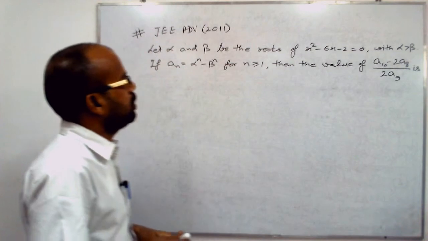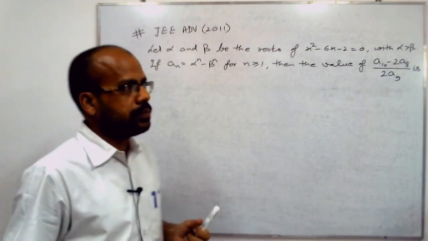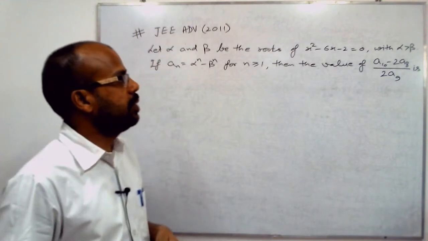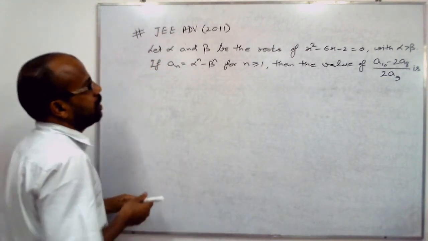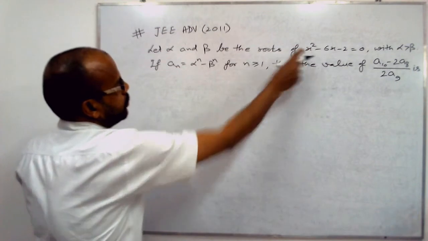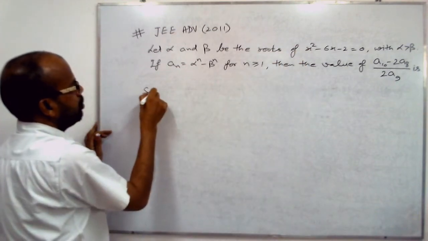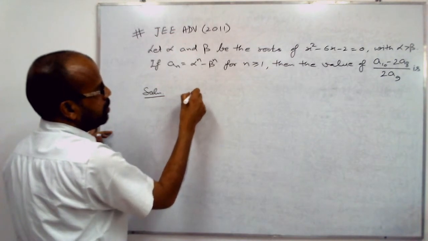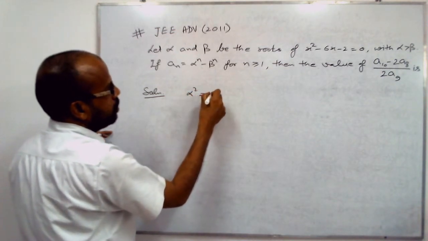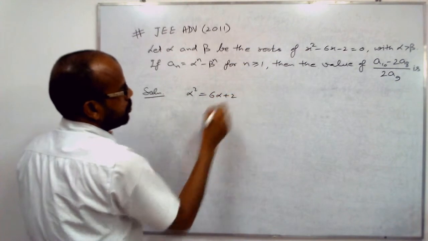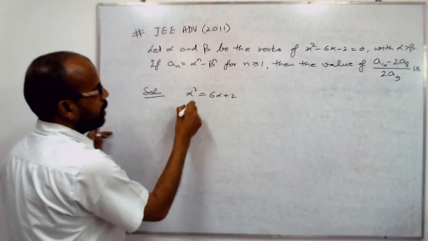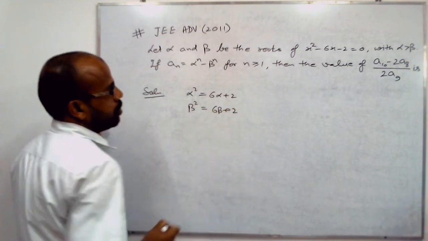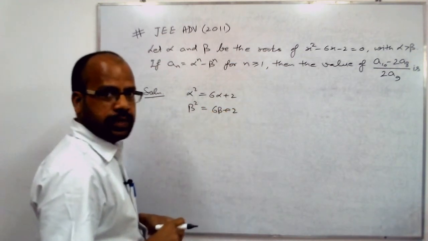Okay. Now see, the problem is actually based on the recurrence formula. So how do we apply the recurrence formula on this kind of problem? See, alpha is the root of this equation, so I'm writing the solution. So alpha will satisfy the given equation. Therefore I have alpha square is equal to 6 alpha plus 2, and similarly I have beta square is equal to 6 beta plus 2, because alpha and beta both are the roots of the equation.